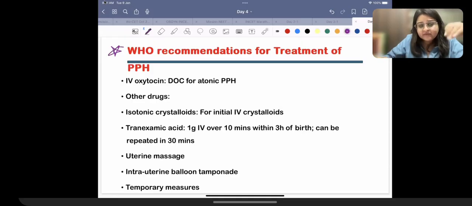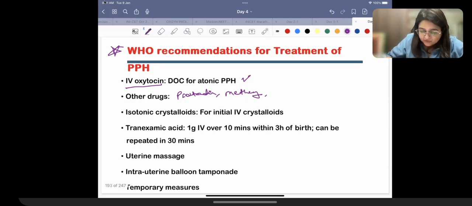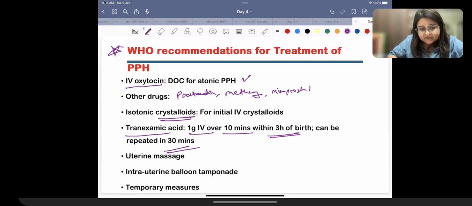The WHO recommendations for treatment of PPH you should know. The WHO says that IV oxytocin is the drug of choice. The other drugs I have mentioned are prostadine, methergine, misoprostol. Okay, remember carbetocin does not come in this. Carbetocin is only for prophylaxis. Okay. Then crystalloids are the initial fluid of resuscitation, should always be crystalloids. Tranexamic acid 1 gram IV over 10 minutes within 3 hours of birth can be repeated in 30 minutes.